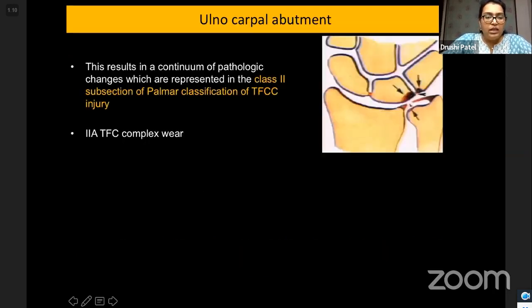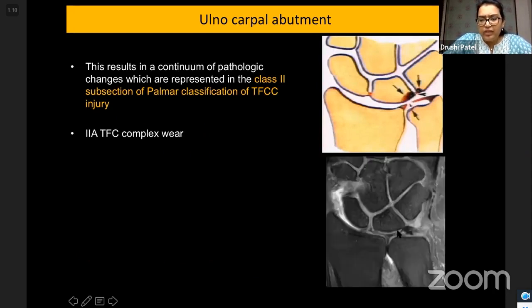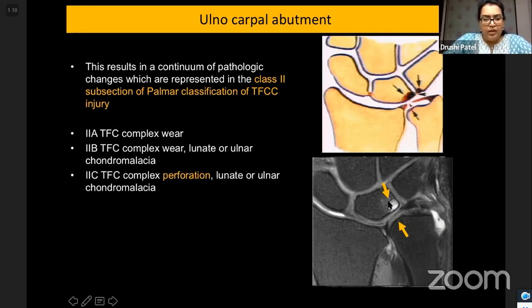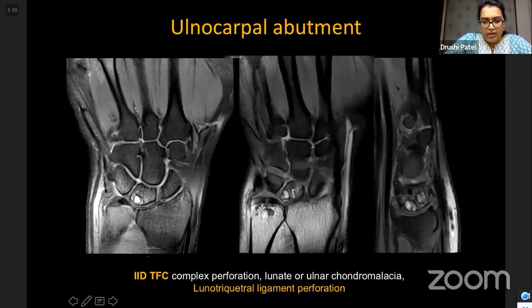So how it occurs is, first, there is just degenerative wear. There is thinning and increased signal in the central portion of the disc proper. Later on, along with that, there may be associated changes in the lunate. The lunate cartilage is involved and the subchondral bone is involved. Then there may be perforation and associated ulnar chondromalacic changes, as in this case. Here you can see that there are chondromalacic changes in the distal ulna as well.